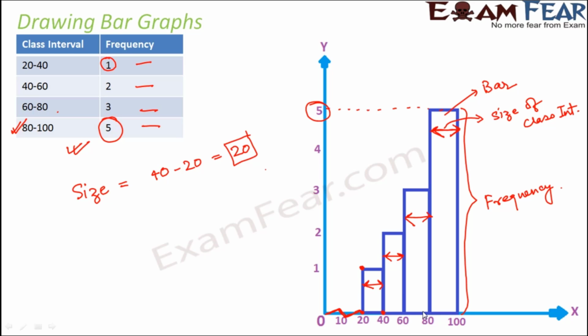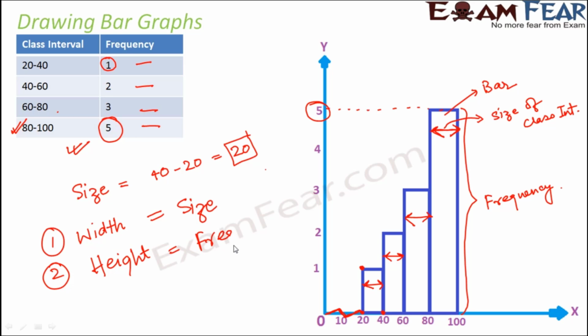So I think keeping these 3 points in mind, you will be able to draw a bar graph given a grouped frequency distribution table. The first point is that the width of the bar is equal to the size of the class interval. Second point is that the height of the bar is equal to the frequency of each class interval, and the third point is that use a jagged line, like in this case 0 to 20 is that area for which there is no data available, so it has been marked with a jagged line.